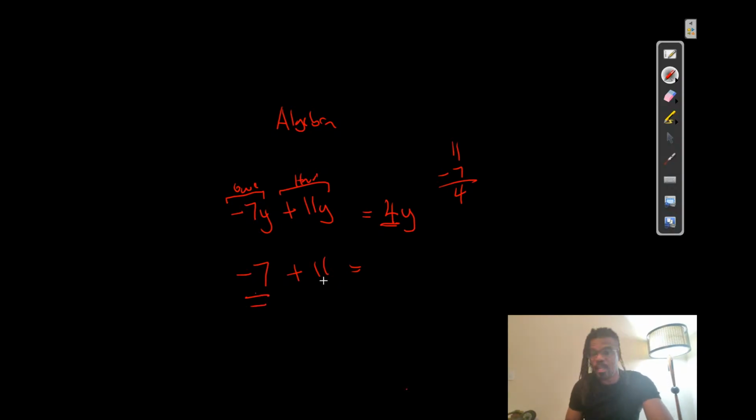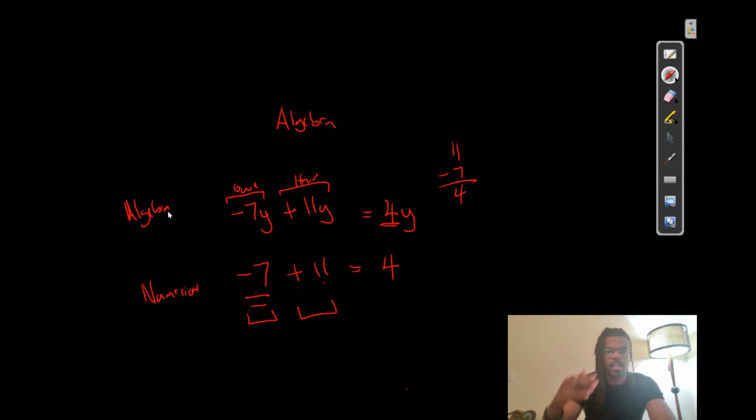Negative 7 plus 11. You owe 7. You have 11. Can you pay him off? Yes. So then that means you'd have positive 4 left over. Numerical realm, algebra realm. Same thing, right? So that's what we want to make sure that students start to realize, and it's not rocket science, not crazy, right? Let's go again.